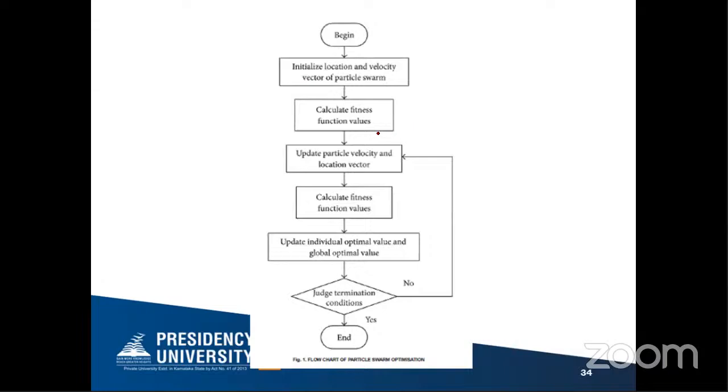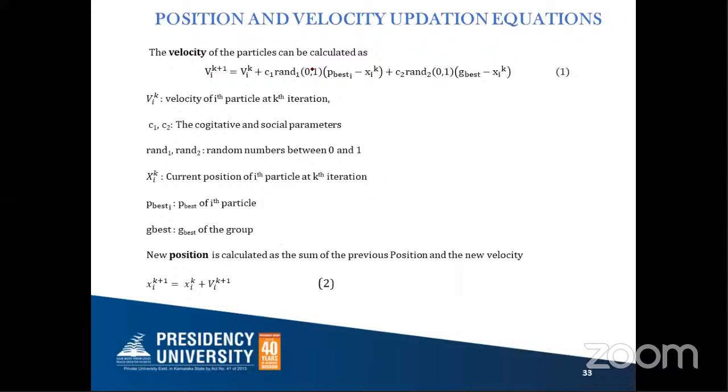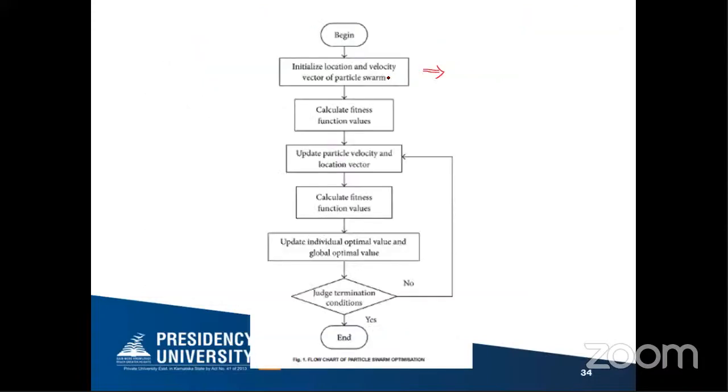Let me show this diagram here. This is the flowchart of the particle swarm optimization algorithm. For any algorithm, first we have to initialize the parameters. What parameters do we have to initialize? It's very simple. You have to initialize C1, you have to initialize C2, and the velocity. What is the initial velocity and what is the initial position? All these things you have to initialize. That is the first thing that you have to do.